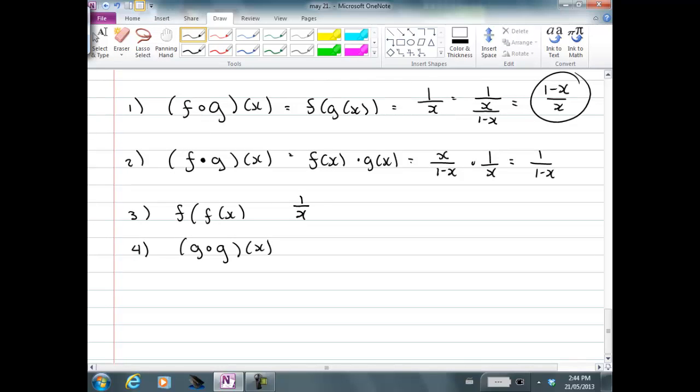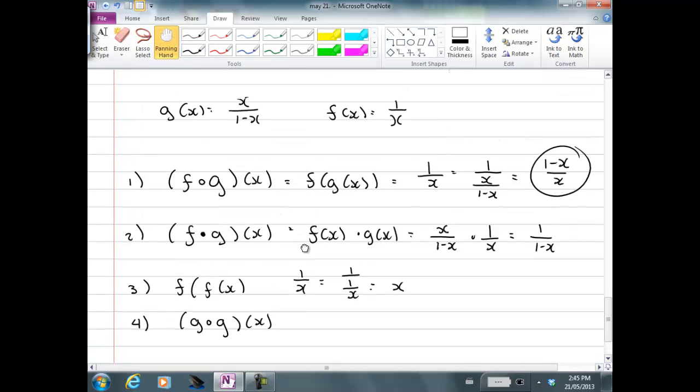Now this is where I replace. Divya, what am I going to replace x with? 1 over x. It'll be 1 over x. Which gives me simply x. That was easy. This is where it's hard.